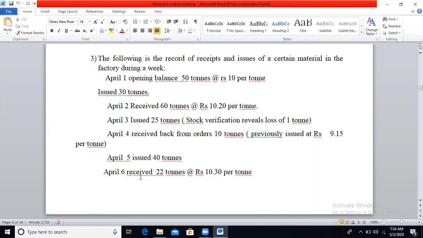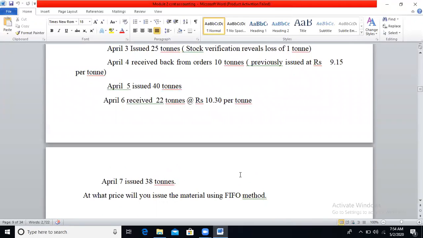April 6th, received 22 tons at rupees 10.30 per ton. April 7th, issued 38 tons. At what price will you issue the materials using FIFO method? So now you have to tell at what price these issues will be issued to the production department.